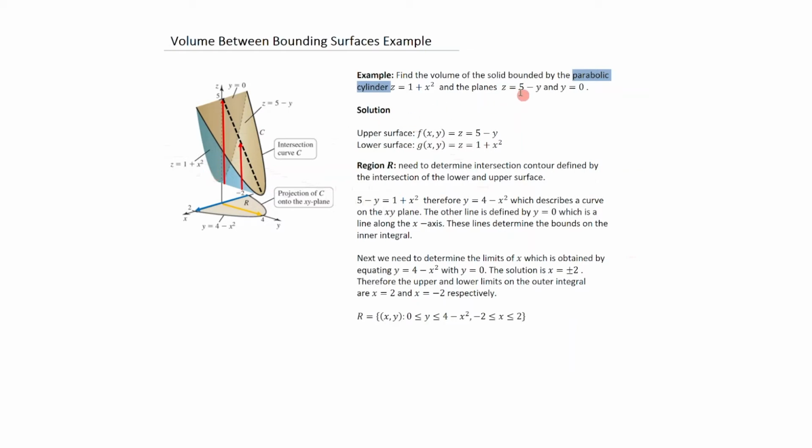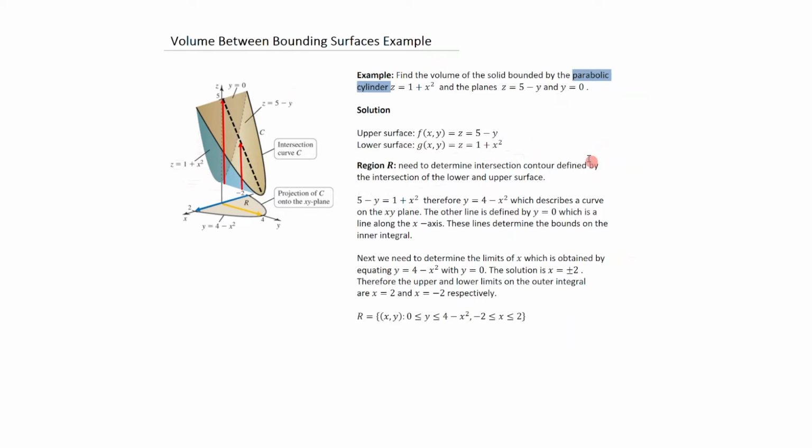The plane z equals 5 minus y, which is this one, and y equals 0, which is basically just this back surface that's shown in shadow. So y equals 0 would be just the xz plane. So we got the xz plane, and we have basically this surface here.